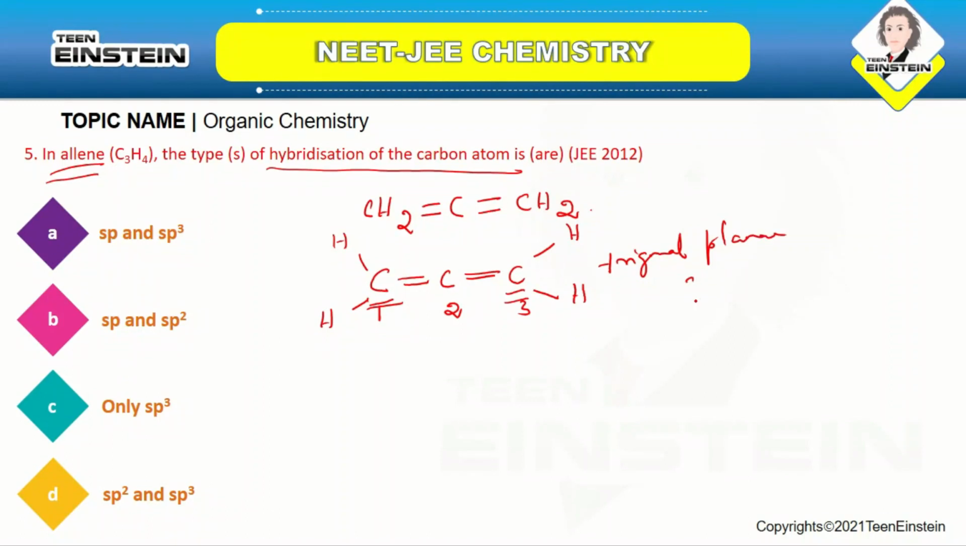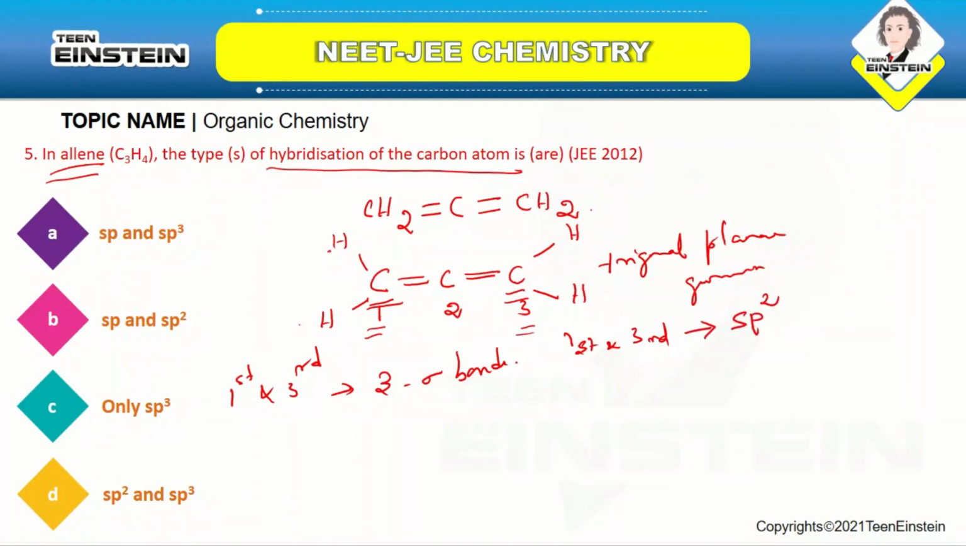So the terminal carbons, that is carbon 1 and carbon 3, are in trigonal planar geometry. The 2 hydrogens are attached to the first carbon and the third carbon, so the first and third carbons have 3 sigma bonds, and so their hybridization is sp2.